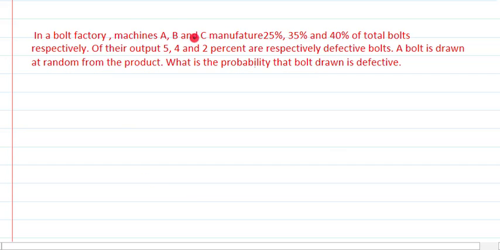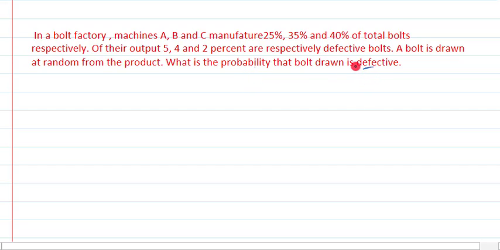Now let us take another example. In a bolt factory, machines A, B and C manufacture 25%, 35% and 40% of total bolts respectively. Of their output, 5, 4 and 2% are respectively defective bolts. A bolt is drawn at random from the product. What is the probability that the bolt drawn is defective? Here directly the probability of a defective bolt is asked.